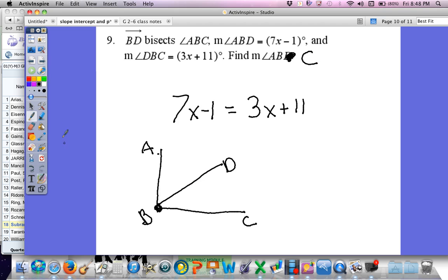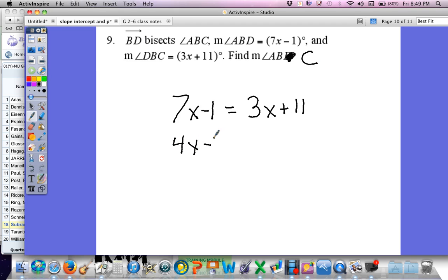Since it's a bisector, that means it divides it in half. That's your vocabulary there that you would be expected to know. So these are equal to each other. I'm going to subtract 3x on both sides. I get 4x minus 1 equals 11. I'm going to add 1 on both sides. 4x equals 12. So x equals 3.